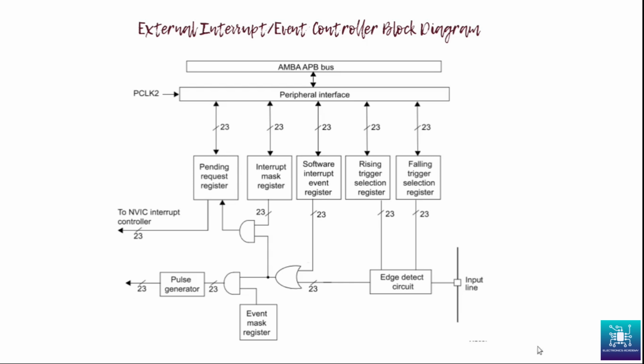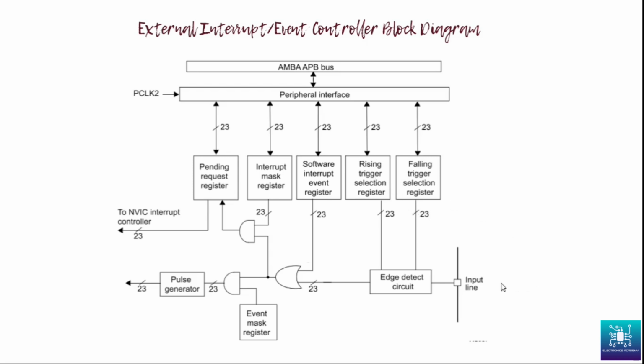Now let us have a closer look at the block diagram. So we have 2 AND gates here, and this is an OR gate. We have the interrupt mask register here, which is for the EXTI interrupt requests, and we have an event mask register here. Now for every interrupt we have to set whether the interrupt should be triggered on the rising edge or on the falling edge. In fact, an interrupt can be triggered on both the rising and the falling edge if we so wish to configure it.